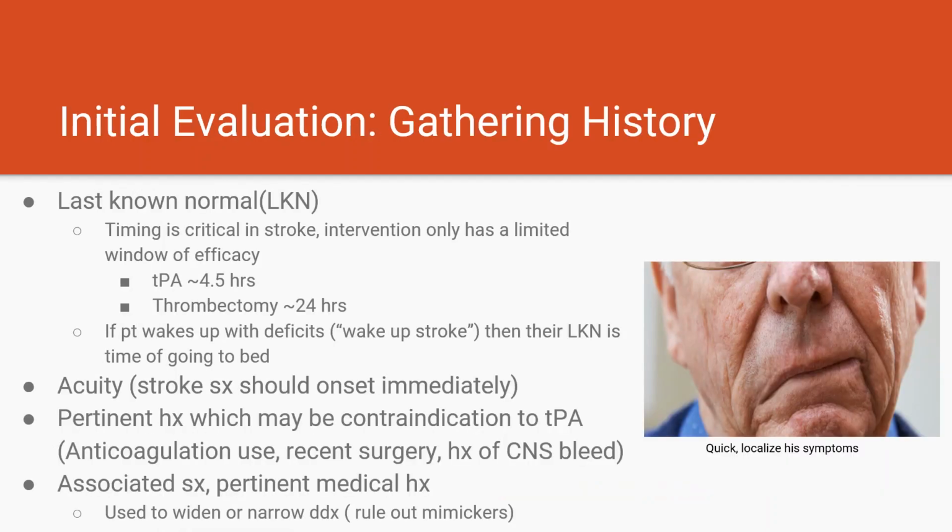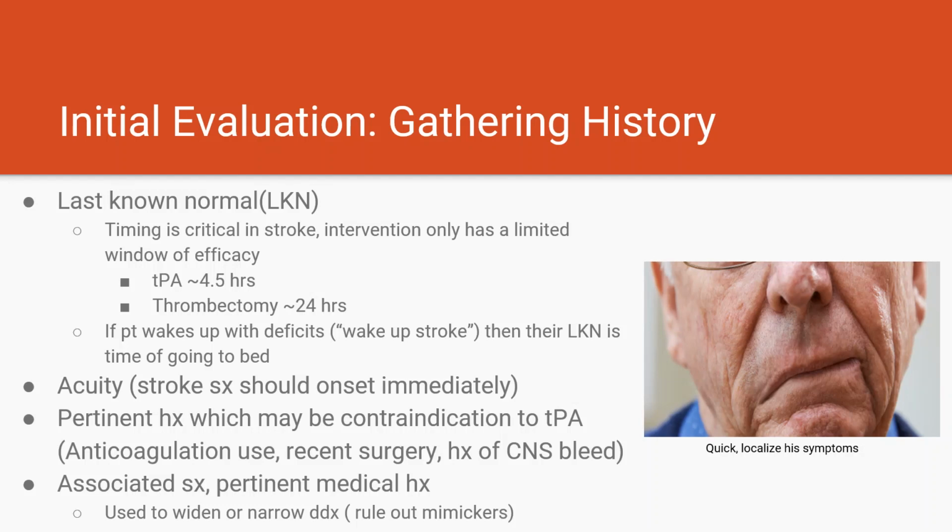Okay, so let's get started. The first part of evaluating a possible acute stroke, before you even examine the patient, is to understand the history. If there's only one question that you can obtain during history taking, make sure that you know the time of last known normal. Timing is critical in stroke, as intervention only has a limited window of efficacy.